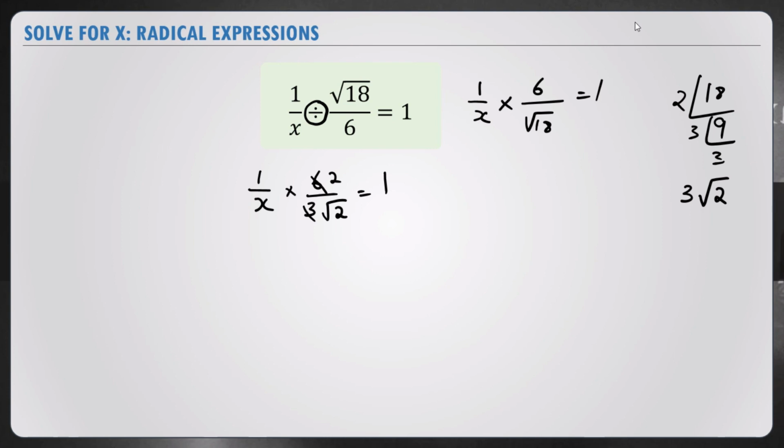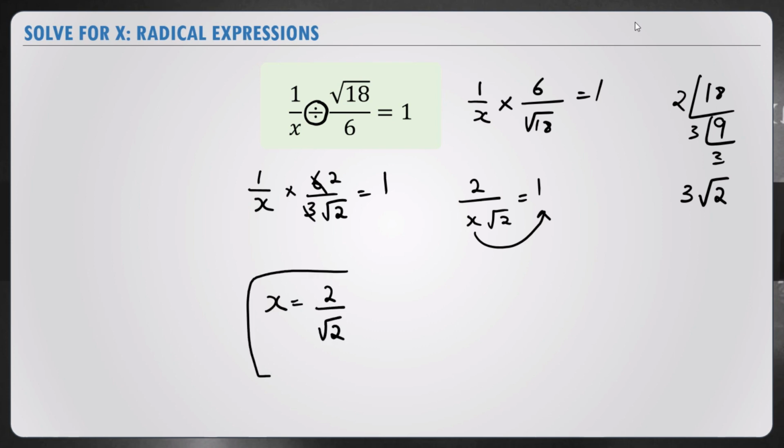All right, so this works out to a simple 2 over x into root 2 is equal to 1. And now that makes it easy. We just bring x up here and leave the 2 down here and we'll find the value of x. X will be equal to 2 over root 2 and that's your answer.